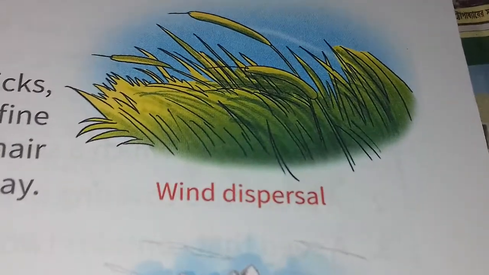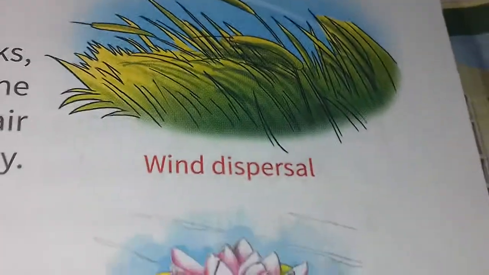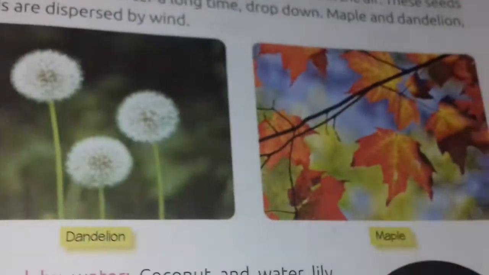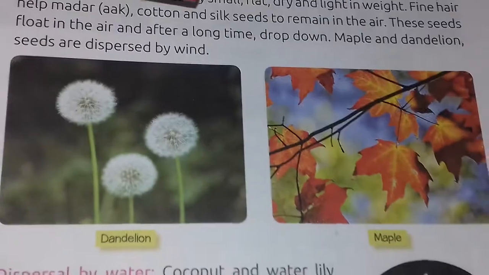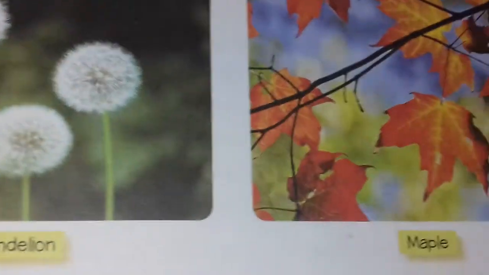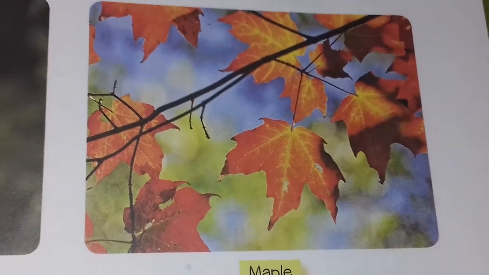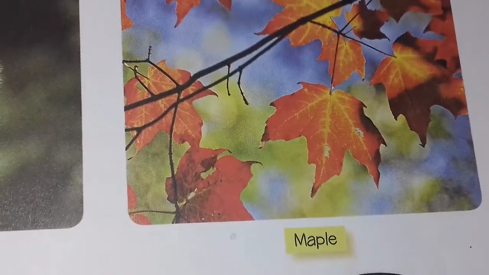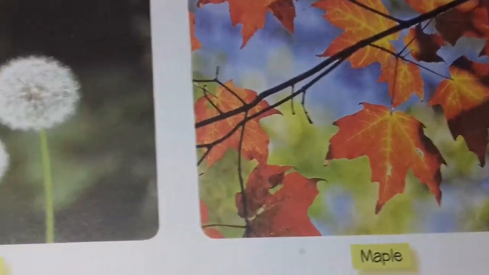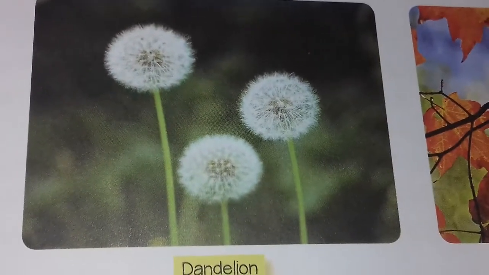Maple and dandelion seeds are dispersed by wind. I am showing you maple and dandelion. These are dandelion and maple, dispersed by wind. Okay. Next, can you see maple and dandelion? They are dispersed by wind.